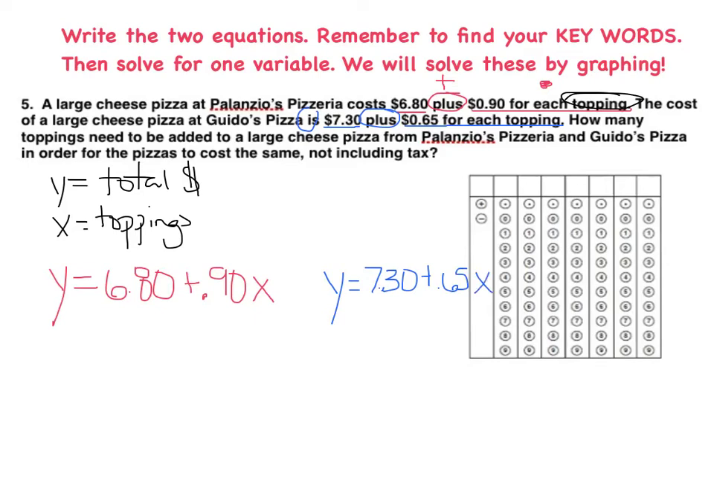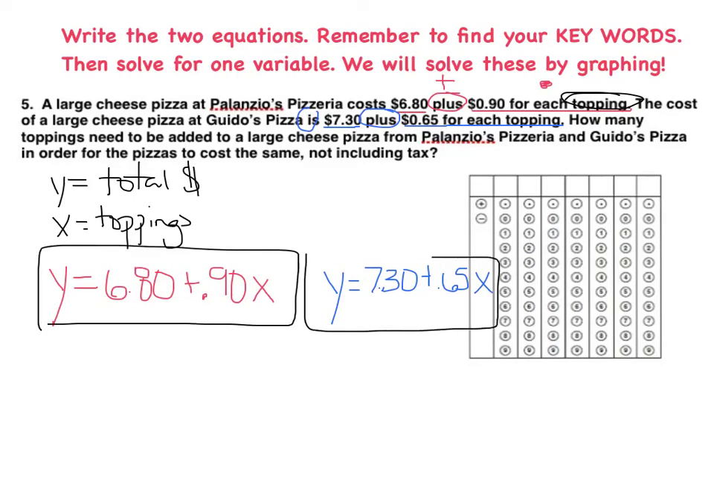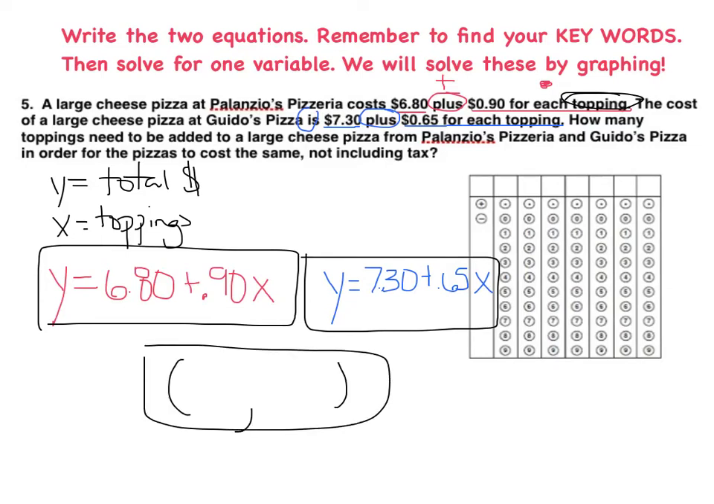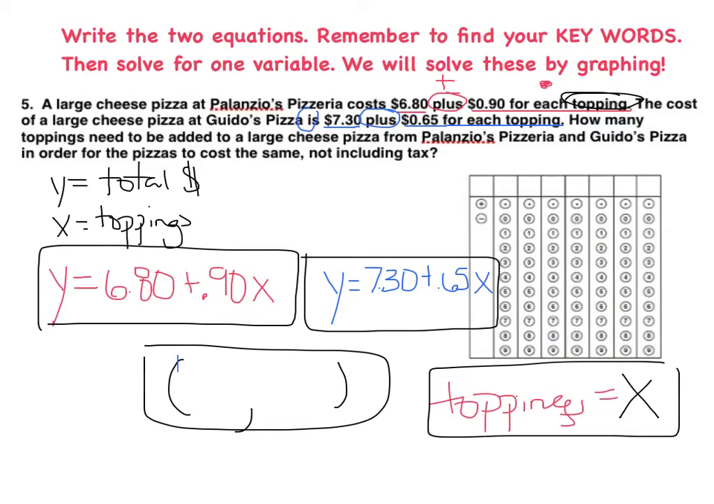Lucky for us, these are already solved for y. You guys see that? They're already set. So all we've got to do when we get to class is use our calculator. We're going to find our answer. But remember, they're asking a specific question. They're asking how many toppings. So what value do they want to know specifically? All they want to know is what is our x value. So what is this value right here? And when we find our intersection, we'll be able to write that down and grid it.